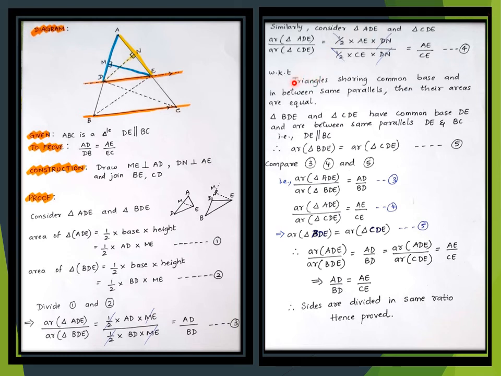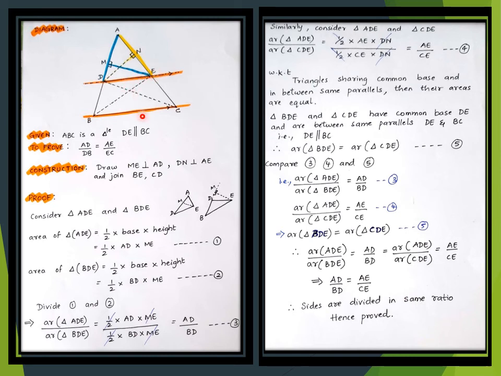Now, I had also told you all in the beginning of the session to remember few facts related to triangles which you studied in 9th standard. Triangles having common base, and if they are in between same parallels, their areas are going to be equal. Now observe triangles BDE, that is this triangle BDE, and observe CDE. Do they have a common base? Yes, they have. DE is the common base for these two triangles. You can observe DE is commonly there.